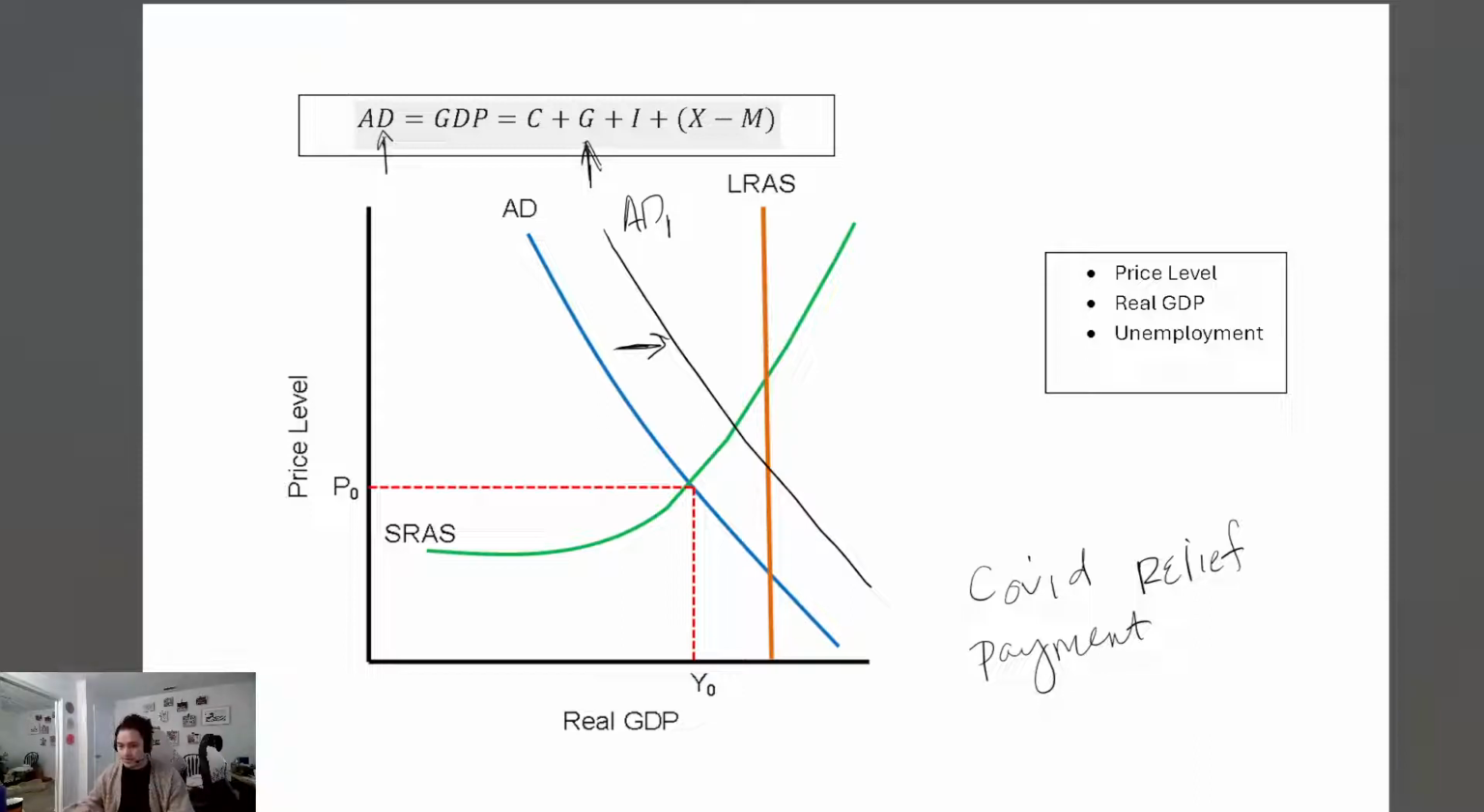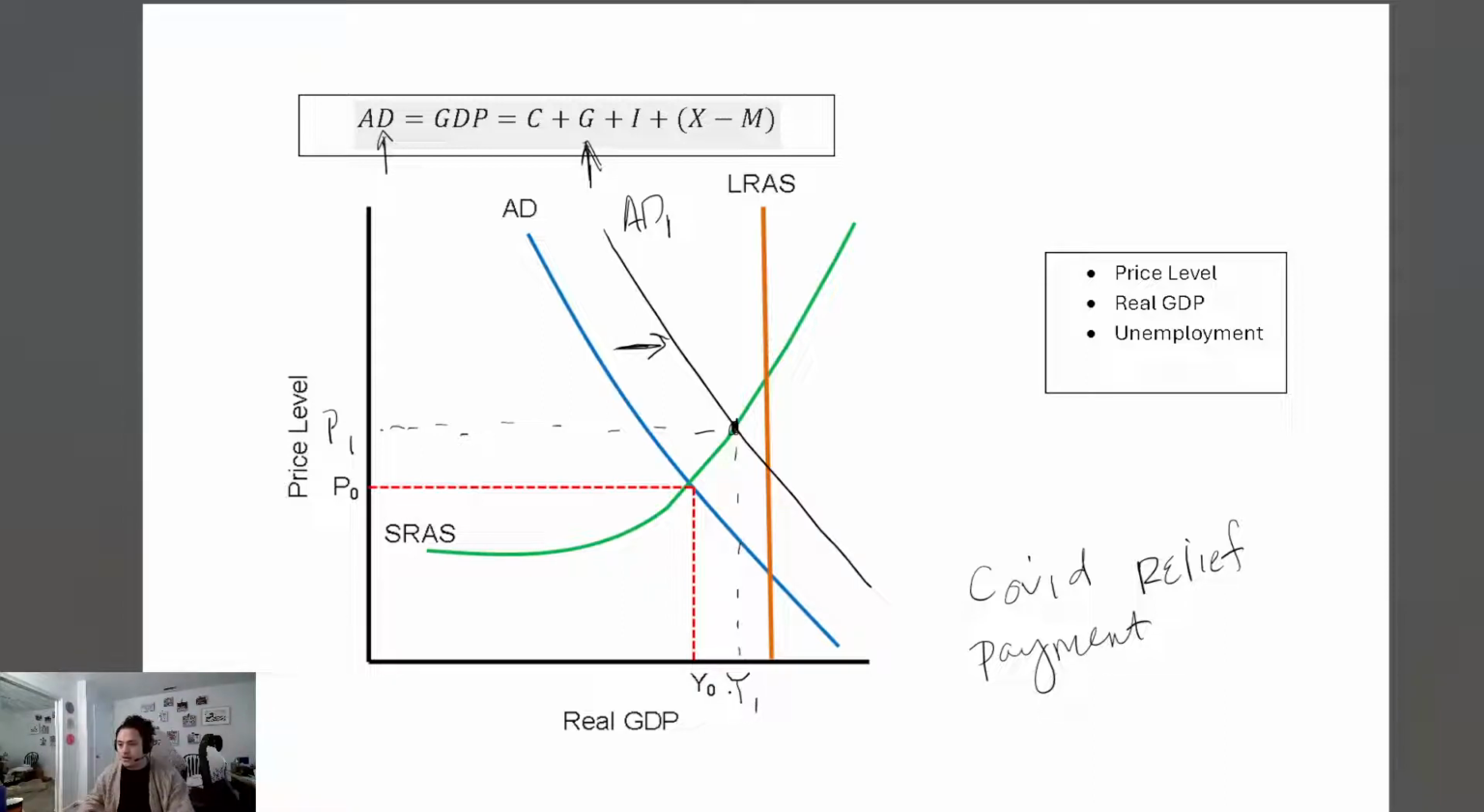So, following the COVID relief payments, we boosted government spending that shifted aggregate demand to the right. I draw my new shift here, and I'm able to illustrate the impact on my three major indicators. If we go from our new equilibrium point, I now have a new equilibrium output at Y1. I now have a new equilibrium price level at P1.